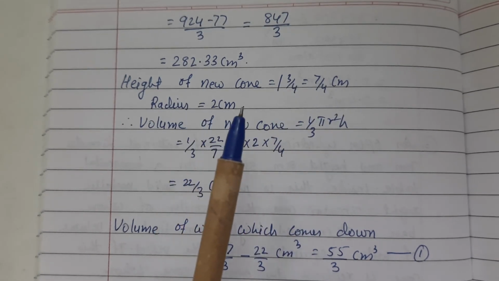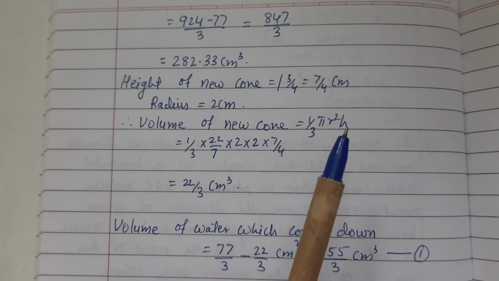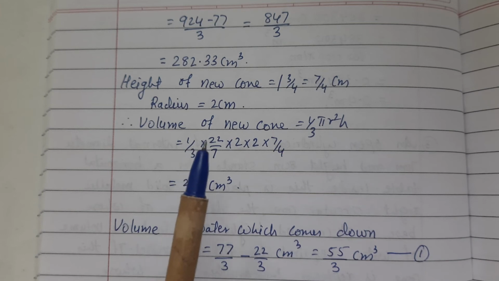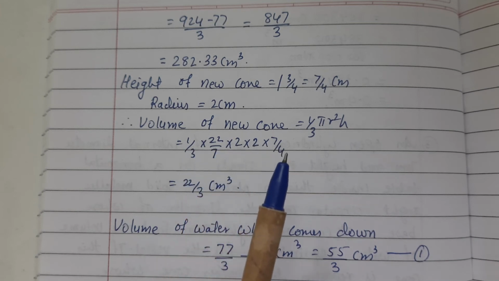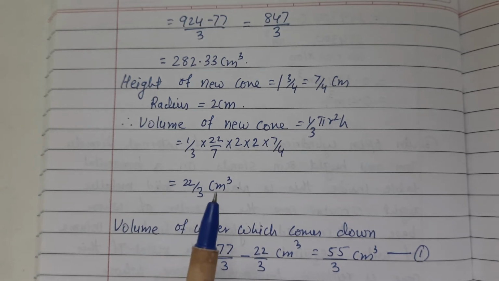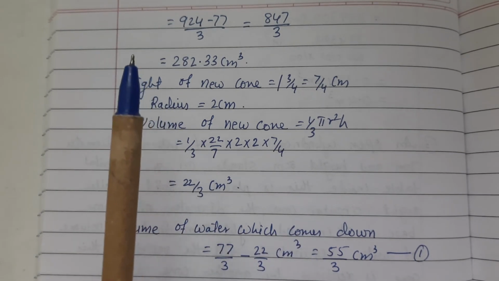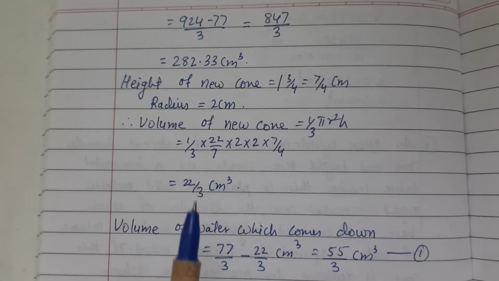Radius is equal to 2 centimeter. Volume of new cone is equal to 1/3 pi r square h, equal to 1/3 into 22/7 into 2 into 2 into 7/4, equal to 22/3 centimeter cube. Volume of water which comes down is volume of original cone minus volume of new cone, equal to 77/3 minus 22/3, equal to 55/3 centimeter cube. Let that be equation 1.